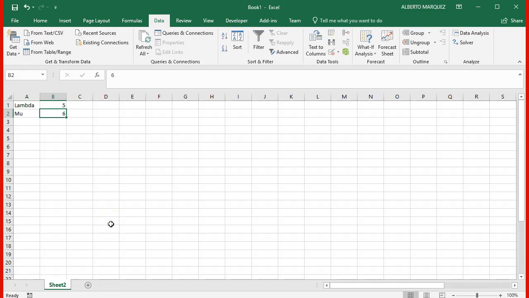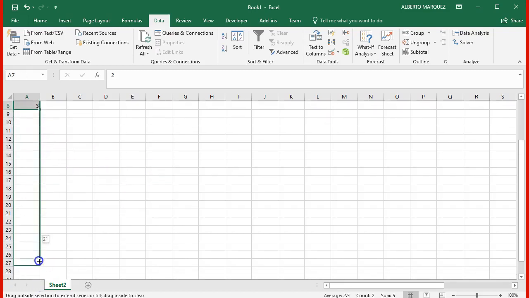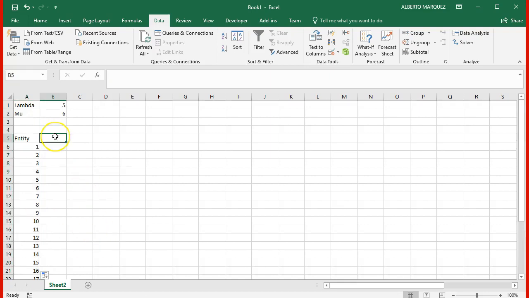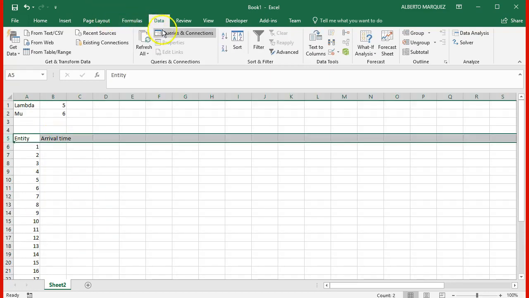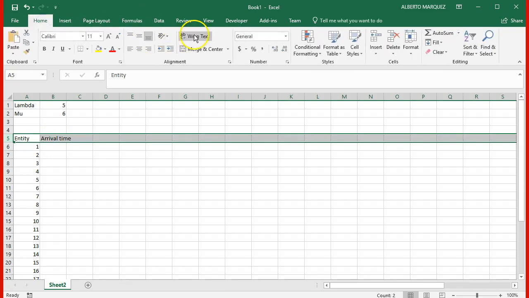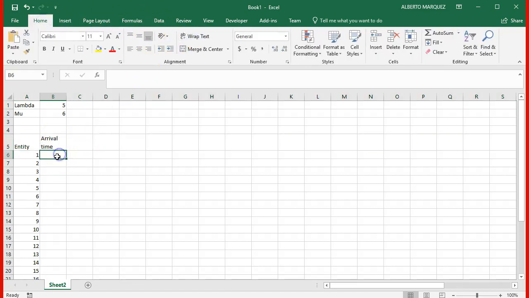So we proceed to identify the entities. Let's consider entity 1, entity 2, entity 3, and so on. Let's set up a few of them. Then we are going to define the arrival time. The first entity arrives at 0, just because we're starting the simulation.